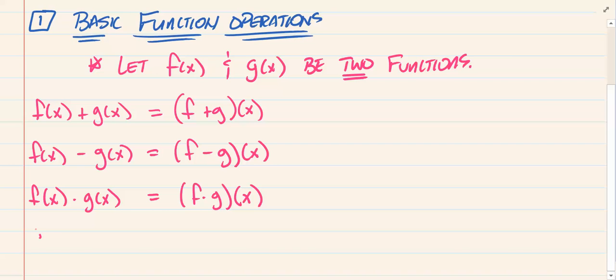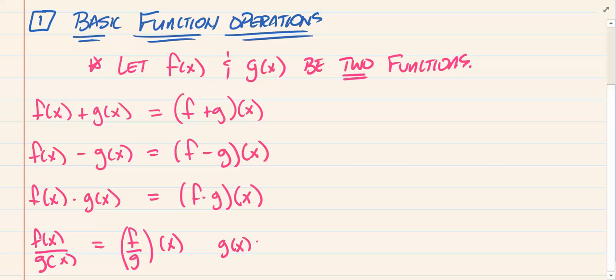And then lastly, if I take f of x divided by g of x, it is f divided by g of x, provided that g of x is not equal to 0. The actual g of x function is not equal to 0. So notice that we are adding, subtracting, multiplying, and dividing functions, right? The same things that we do with numbers, we do with functions.